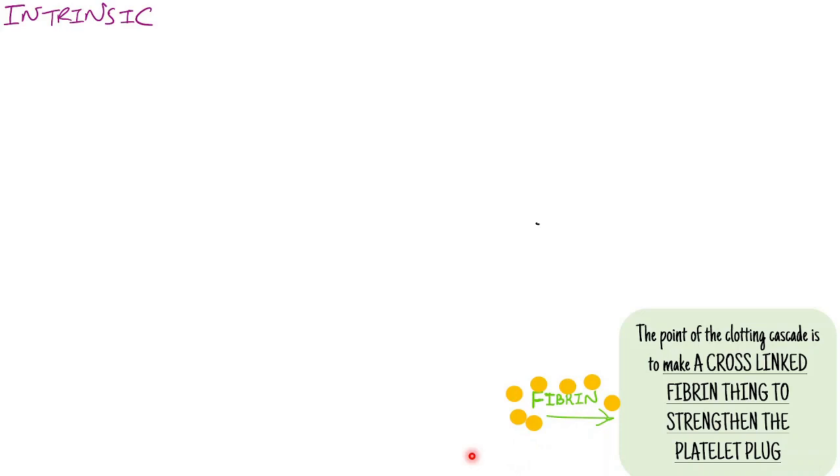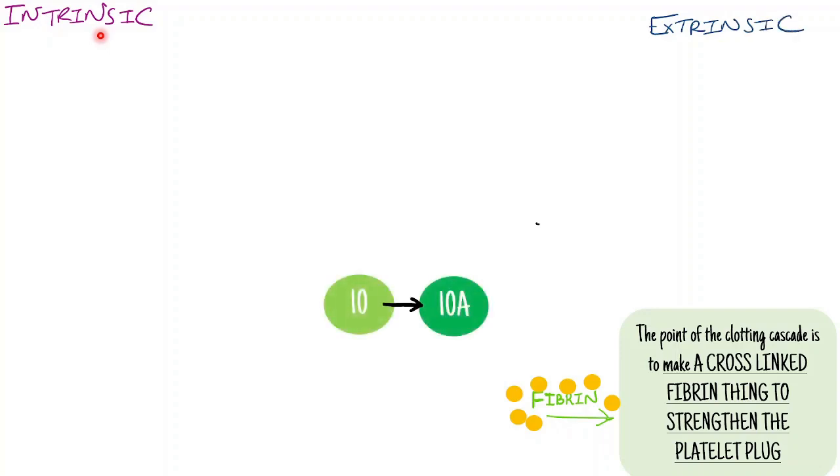Okay, so there are 2 pathways that make the fibrin: the intrinsic and the extrinsic, you guessed it, pathway. They have their own steps, but common to the end of both of them is the common end product of making factor 10, and then they convert it into something called 10A, the activated form of factor 10.